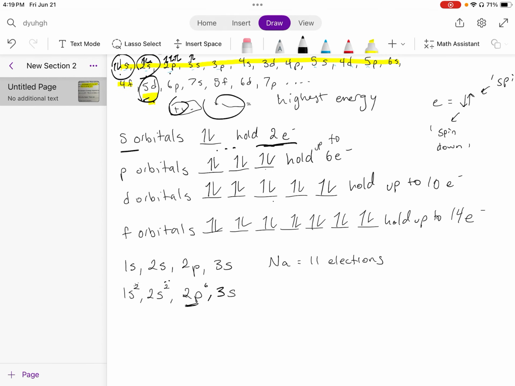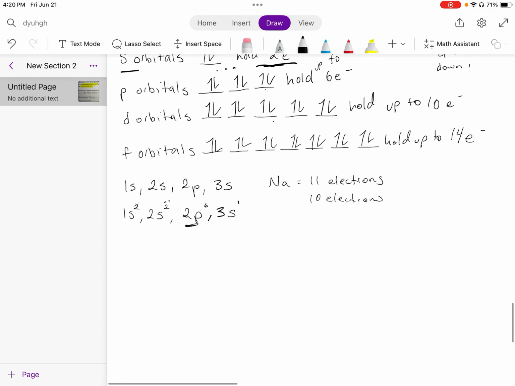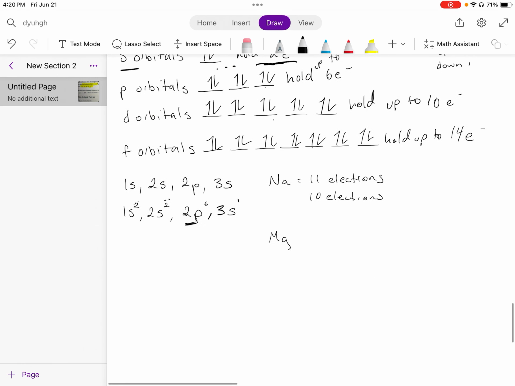So right now we have 1, 2, 3, 4. We have 10 electrons used up, but sodium has 11. So we know that the 3s will actually only be holding 1 electron, not 2. But for example, we go to magnesium, which is right beside, which has 12 electrons. We know that it'll be the same thing.